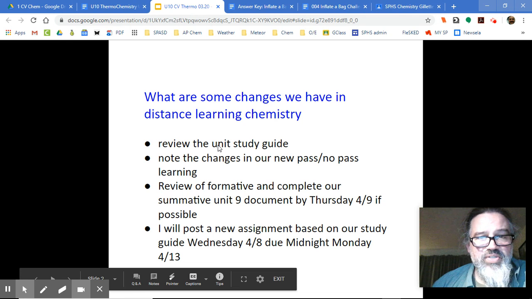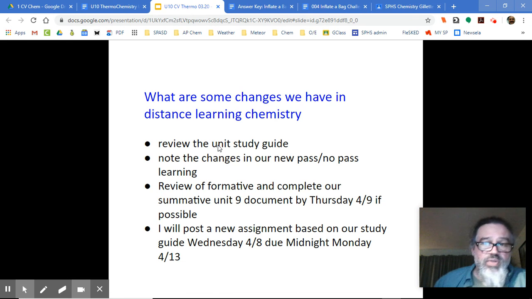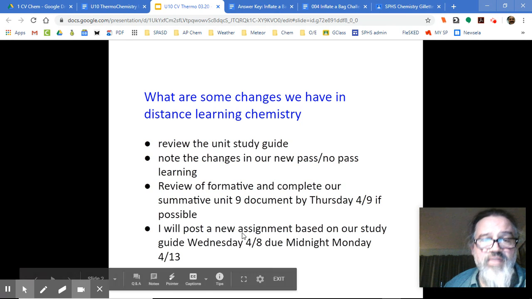We talked about the study guide, this whole pass or no pass. I'll be in touch with you if it's work you didn't pass. We talked about that assignment that you got for Friday and now our summative test. And please note that I'll post a new assignment tomorrow in addition to doing that test. We're going to double up a little bit this week. And then we're going to try and keep it simple from then.